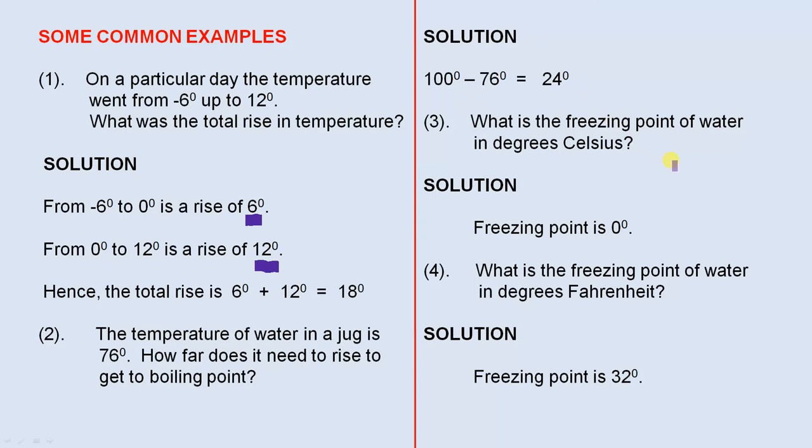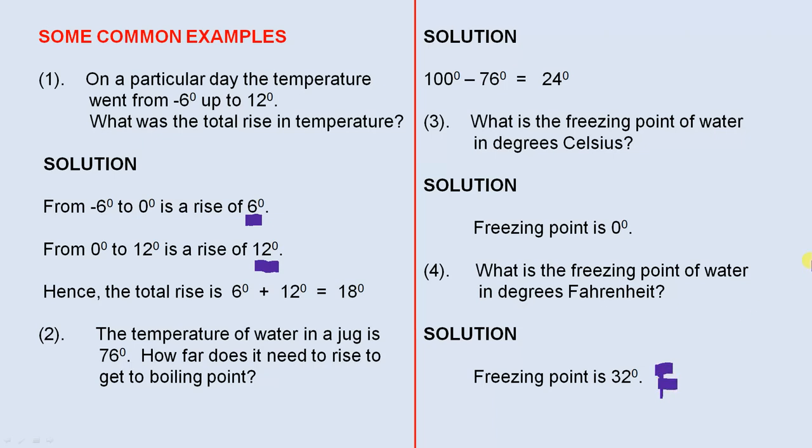Number 3, what is the freezing point of water in degrees Celsius? It is 0 degrees. What is the freezing point of water in degrees Fahrenheit? The freezing point is 32 degrees, and that's in degrees Fahrenheit.